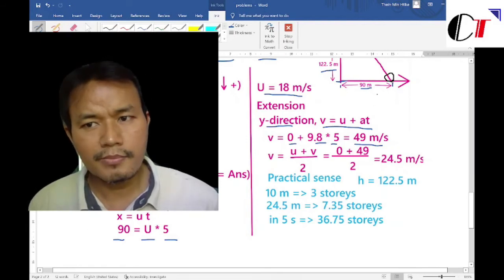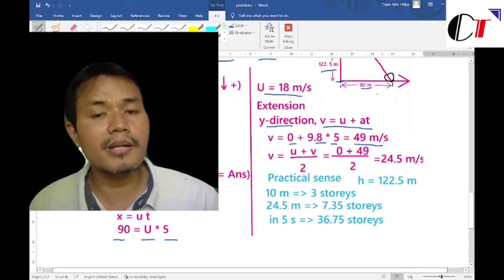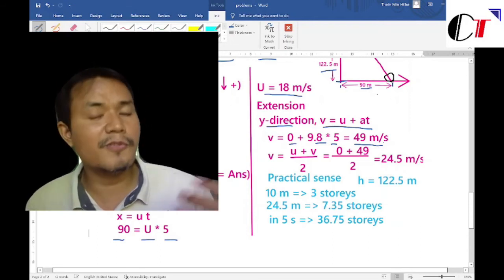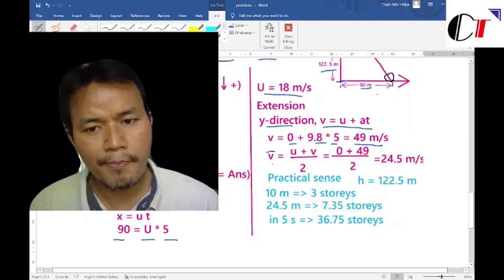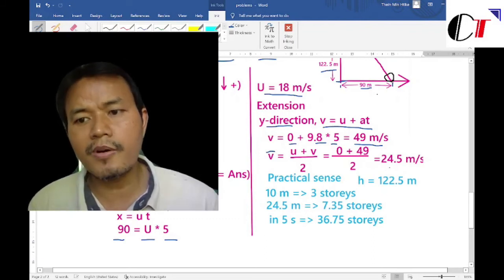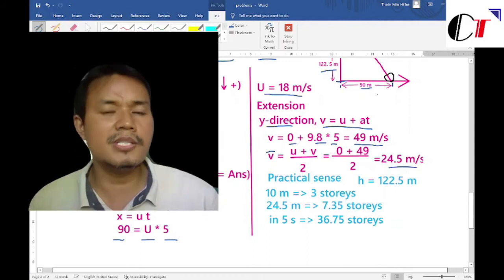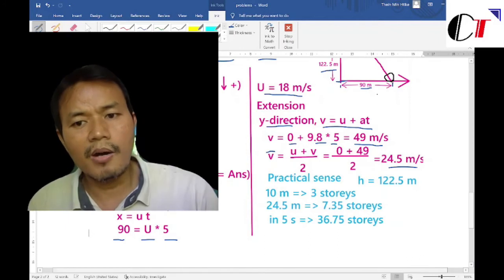So when your particle hits the horizontal plane, its speed will be 49 meters per second. And now of course we can also find the average velocity, v bar. So v bar will be just equal to (u plus v) by 2. So u is 0, v is 49, divided by 2, you will get 24.5 meters per second. So this is the average velocity of the whole journey in the vertical direction.